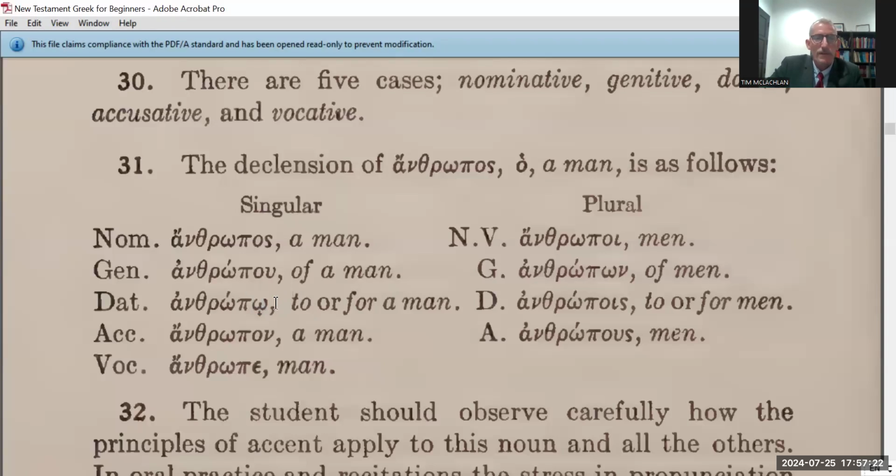So when you do see that, to a man, it's talking about direction. Something is happening towards that person. Something's being given towards the person, or you're teaching the person. You could say like ho kurios, the Lord, and he was teaching, didaskei. That's right, he was teaching. And where is he teaching? He's teaching to the man. So that would be anthropo, so to the man. And you'd see it like this. Teaching to the man, giving something to the man, walking even toward the man.